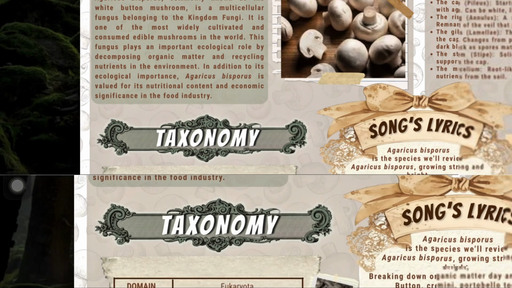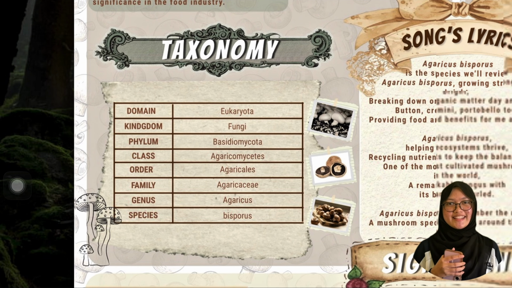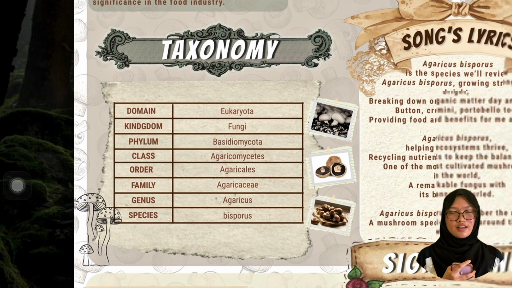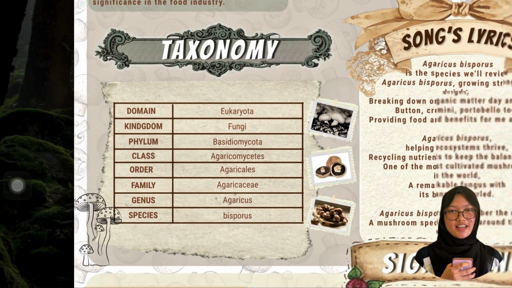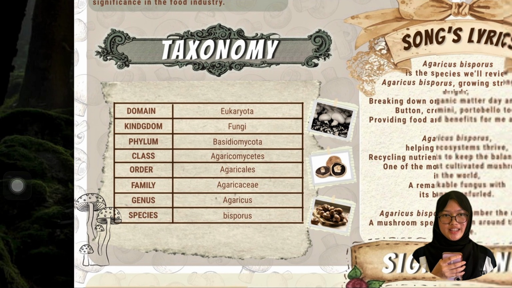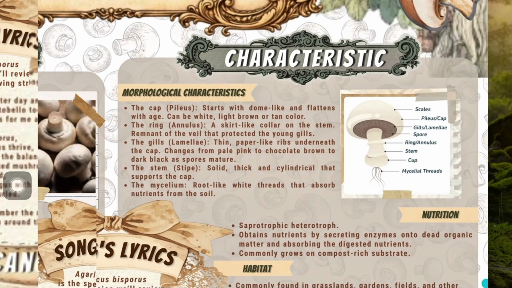cultivated around the world. Now, I will explain the taxonomy of Agaricus bisporus, also known as the white button mushroom. It belongs to the domain Eukaryota and kingdom fungi because it has cells with nuclei and absorbs nutrients from organic matter. It is classified under the phylum Basidiomycota, class Agaricomycetes, order Agaricales, and family Agaricaceae. Its genus is Agaricus and its species is bisporus. This scientific classification helps researchers accurately identify and study this mushroom species.